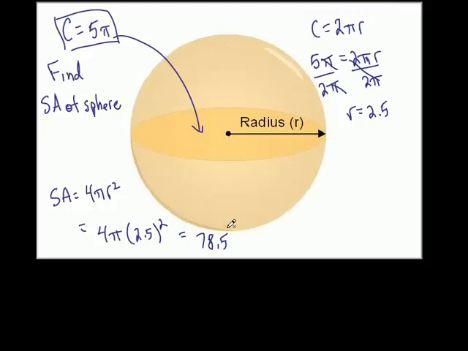78.5. This is in meters, I think they said. So it's surface area we're finding, so it's meters squared. So 78.5 meters squared. Let's do another.